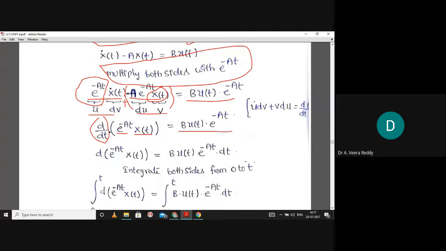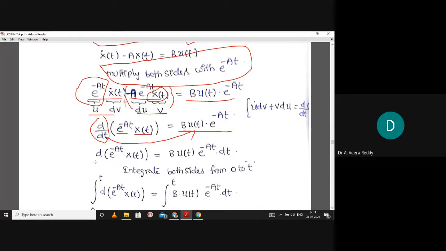Then you can cross multiply. So d of e power minus at into x of t equals, you can bring this dt term to this side, b u of t e power minus at dt.